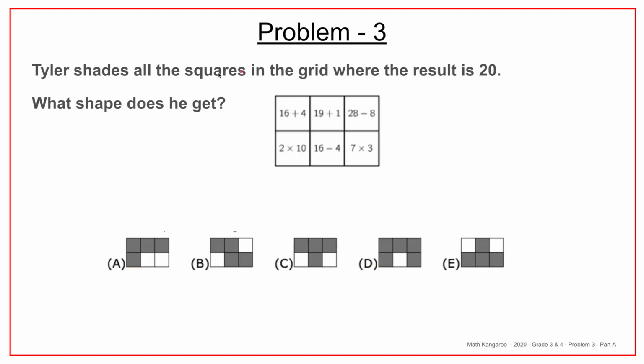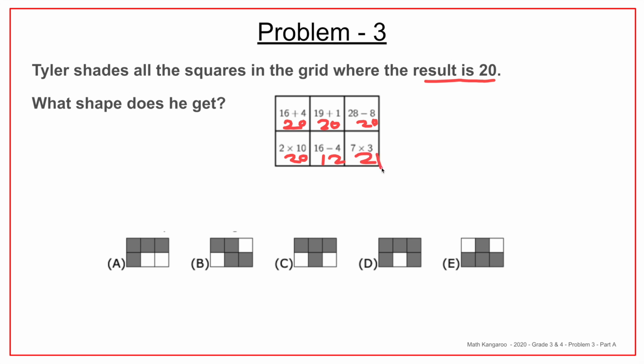Problem 3. Tyler shades all the squares in the grid where the result is 20. What shape does he get? So 16 plus 4 gives 20. 19 plus 1 gives 20. 28 minus 8 gives 20. 20. 16 minus 4 gives 12, and 21.